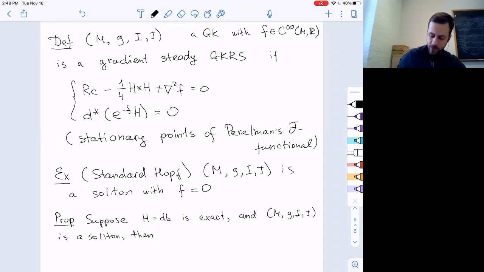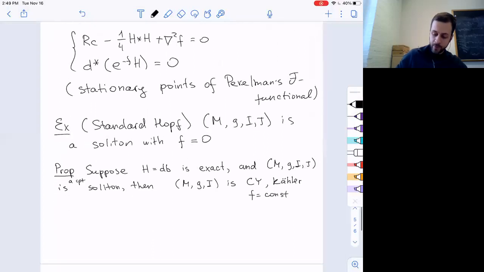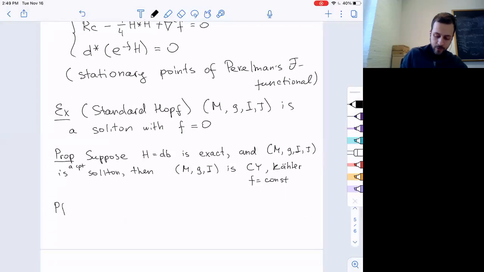Then we immediately maybe add also compact. It is a compact soliton. Then actually it has to be that M, G, I is Calabi-Yau, is Calabi-Yau Kähler, and F is constant. And the same work is true for J. So how does it work?